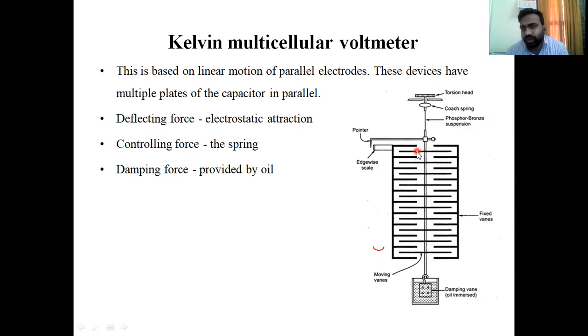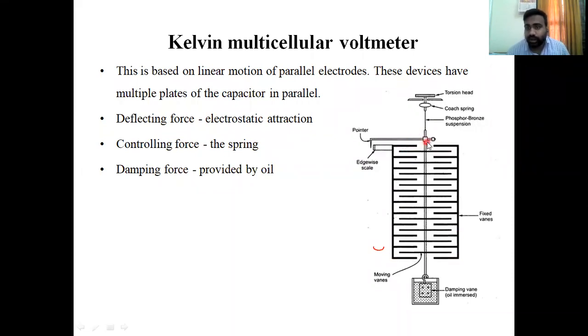This works on the principle of the linear type electrostatic voltmeter, but it is constructed depending upon the circular motion type electrostatic voltmeter. The operating principle depends upon the linear type electrostatic voltmeter, but the construction depends upon the circular motion type electrostatic voltmeter. So on the spindle, we have connected the movable vanes. These are all movable vanes, and on the outer periphery of the movable vanes, we have connected the fixed vanes.